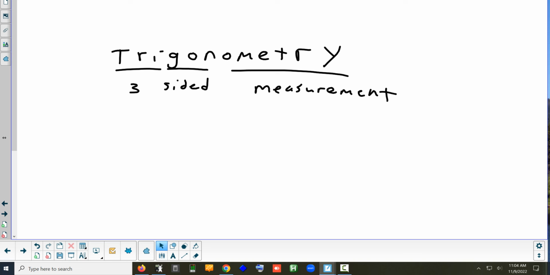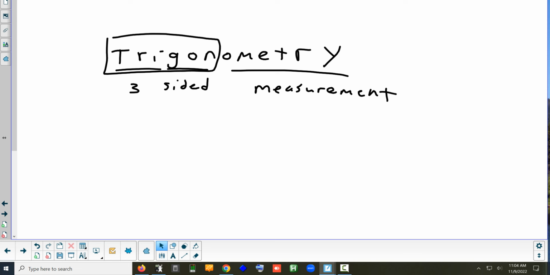So we are going to be looking at measuring triangles. What are we going to measure? Sometimes we're going to measure the sides, sometimes we're going to measure the angles. But measuring sides and angles is one of the main things we do in trig. So you might look at that and be like, well, why don't they call it triangometry? Well, I don't know. They call it trigonometry.